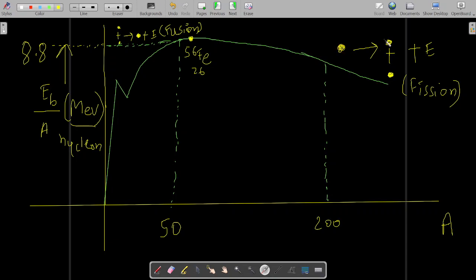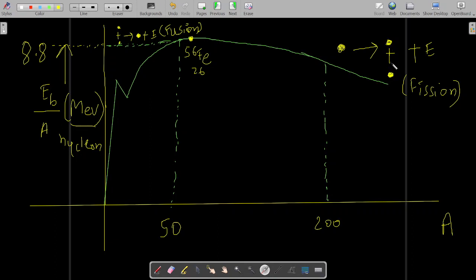A heavier nucleus will break down into two smaller nuclei, and in this process some energy will be released. So the nuclei in the region above atomic mass number 200 will undergo fission in order to attain stability, and they will split into two nuclei.